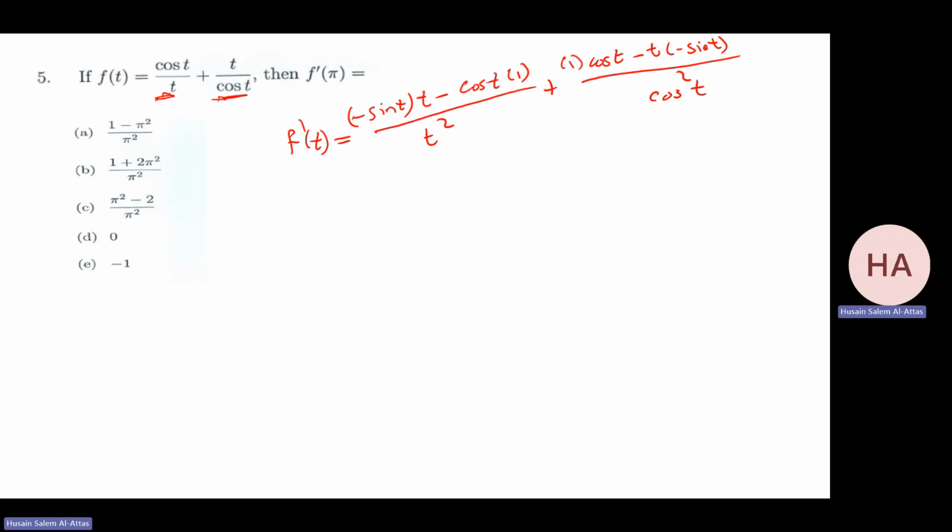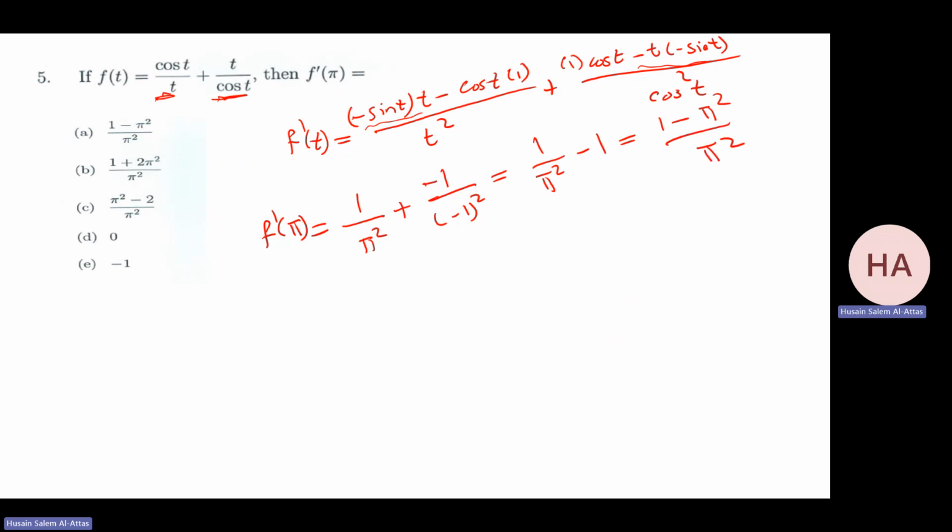Okay, now I think it's easy to substitute. Since I know sine of pi is 0, that will kill it. So this one will be 0. Cosine pi is minus 1, minus minus, so it will be 1 over pi squared, plus cosine pi, which is minus 1. This is minus 1, this is 0. Cosine pi minus 1 over minus 1 squared. So it will be 1 over pi squared minus 1, or in other words, 1 minus pi squared over pi squared, which is this.